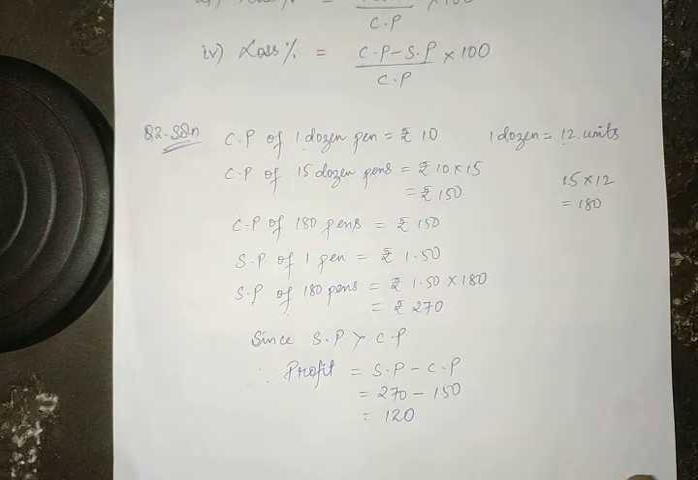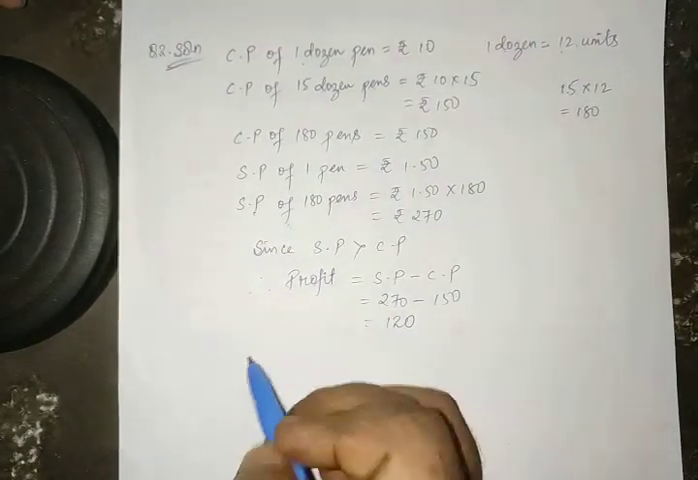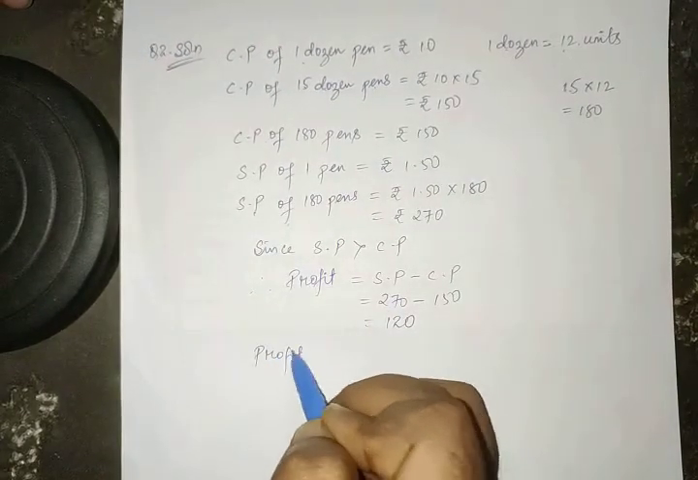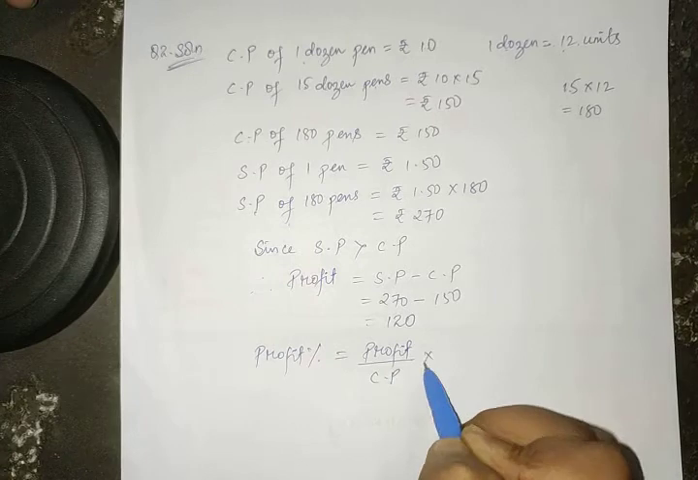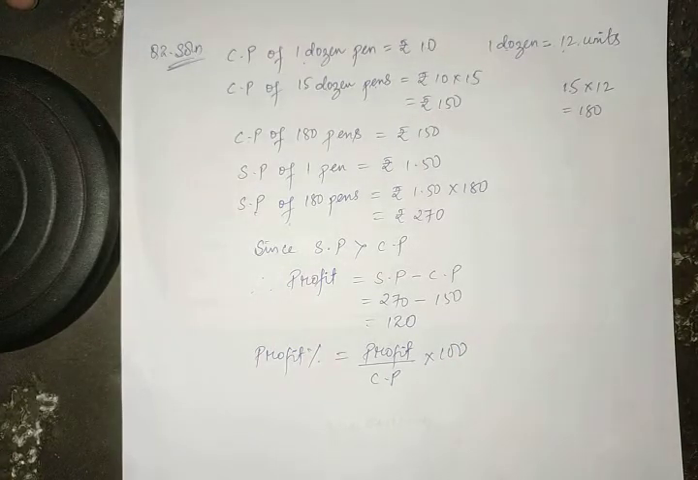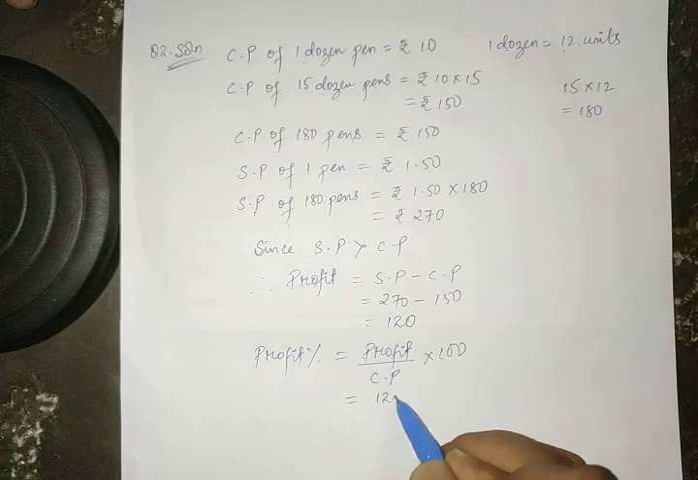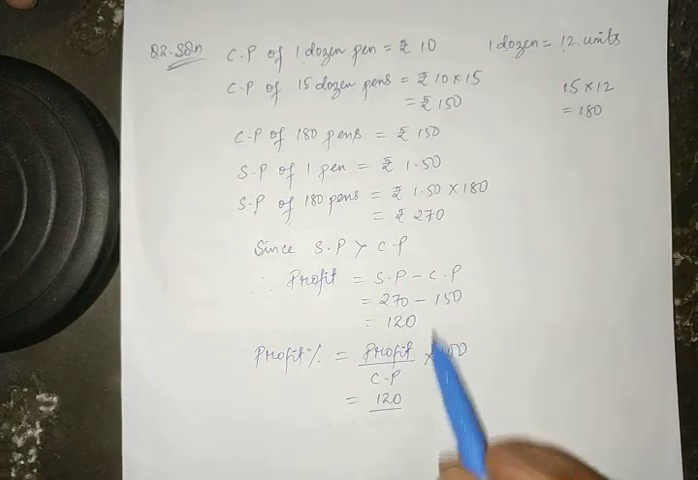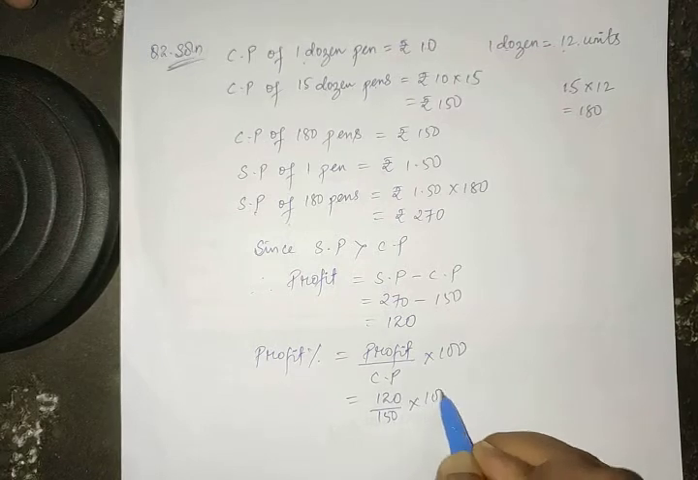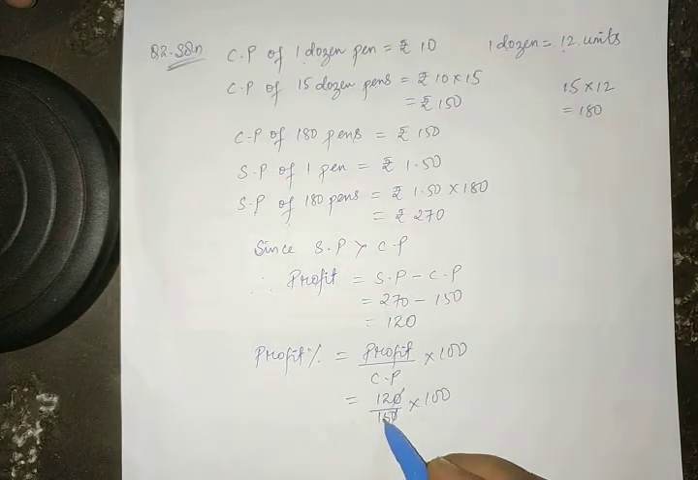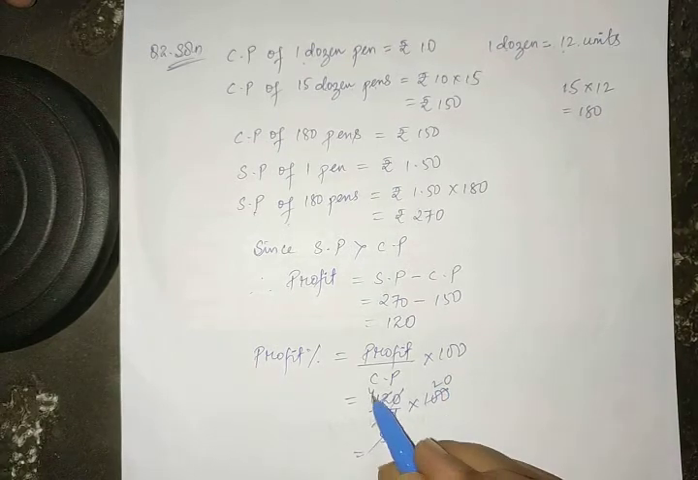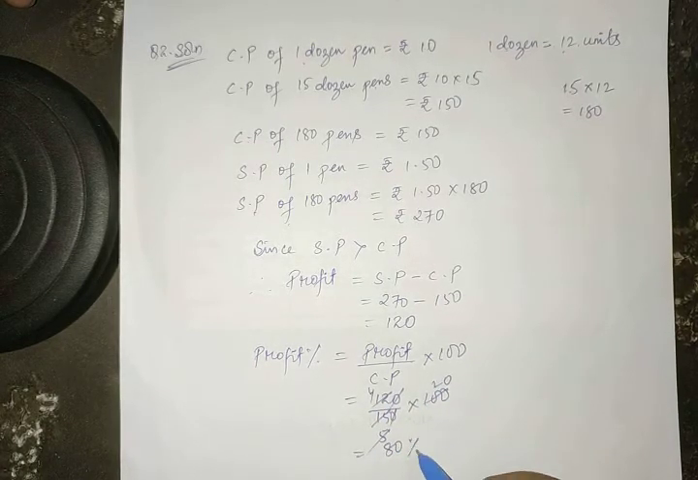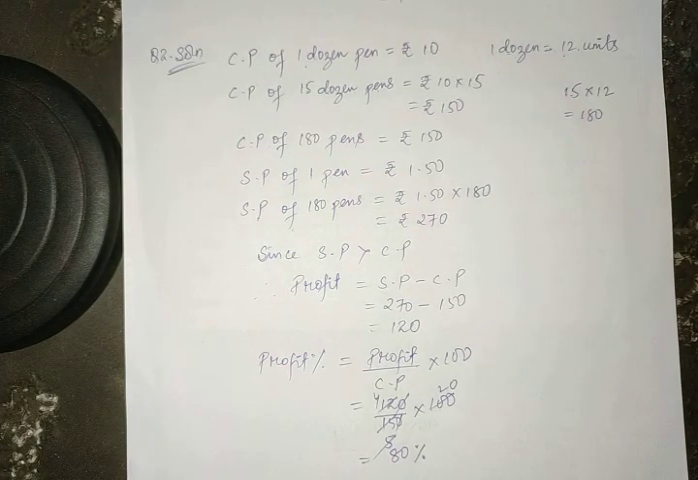Now we have to find the profit percent, because it's a profit. The formula is profit by CP into 100, the formula which was already given. Now I'll put the values. Profit is 120 and cost price is 150, into 100. You can cancel the zeros, then cancel with 3: 3 fives are 15, 3 fours are 12. Again cancel, 5 twos are 10. Then 4 into 20 is 80. So the profit percent is 80%. This will be the answer.